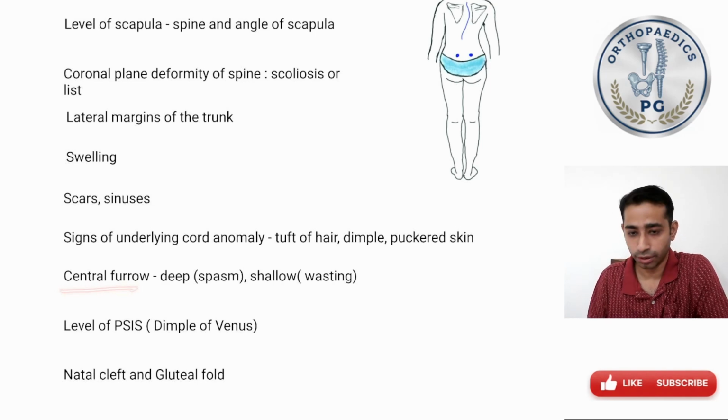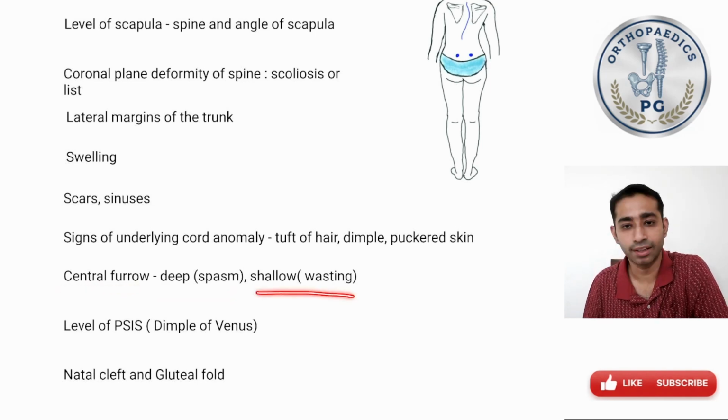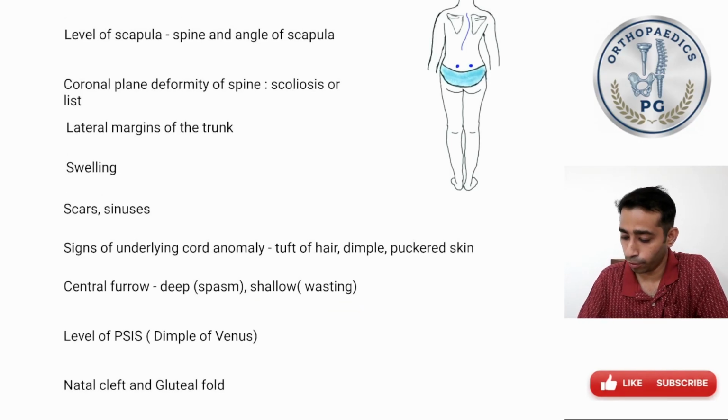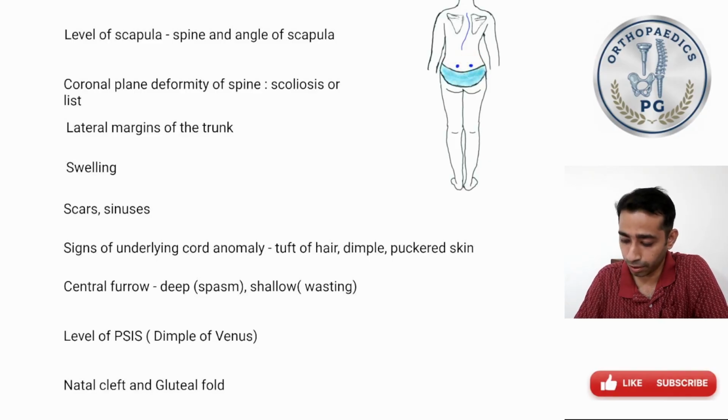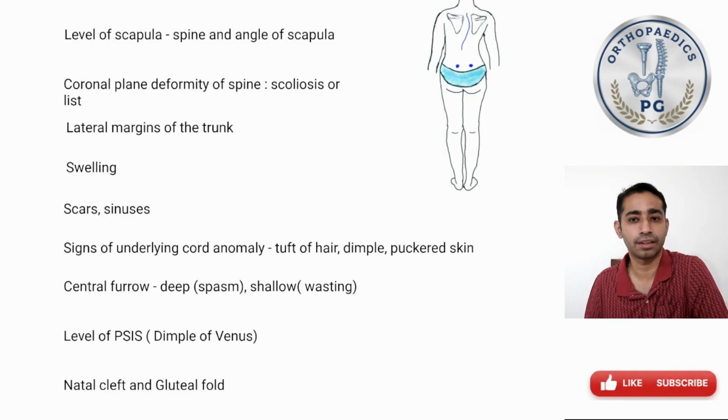The central furrow is deep in muscle spasm and shallow when there is a wasting of the paraspinal muscles. Following this, you see the level of the PSIS or the dimple of Venus, and you comment on the natal cleft, whether it is central or not, and the gluteal folds.